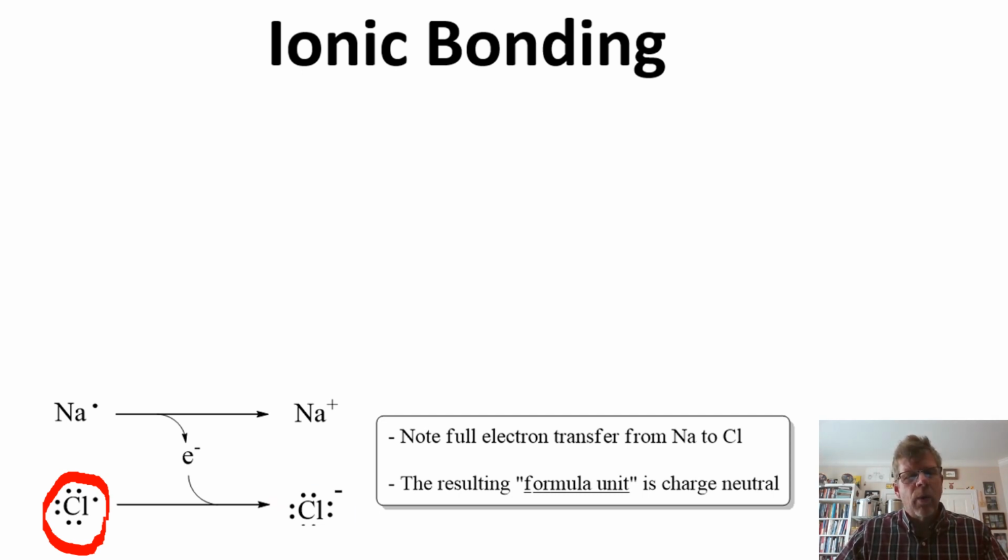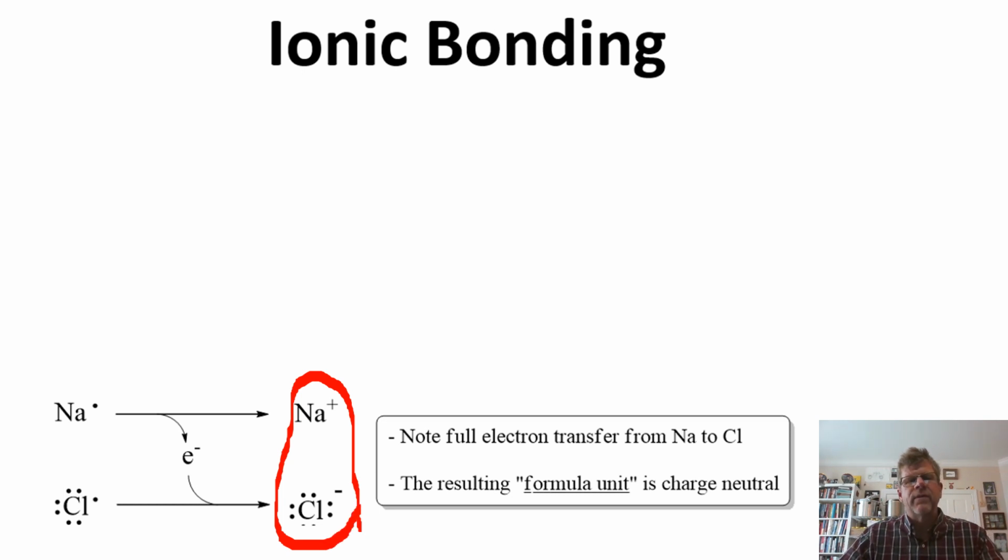So here now we actually have a chemical reaction going on. Note we have a full electron transfer from sodium to chlorine. We're going to find that that is a benchmark of ionic bonding, and that the overall what's called a formula unit is charge neutral, meaning all of the positive charges cancel out all of the negative charges. It's one positive, one negative in this case, but they cancel to neutral.